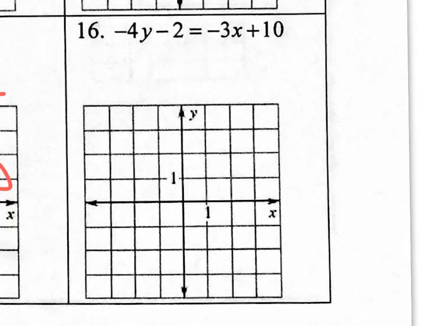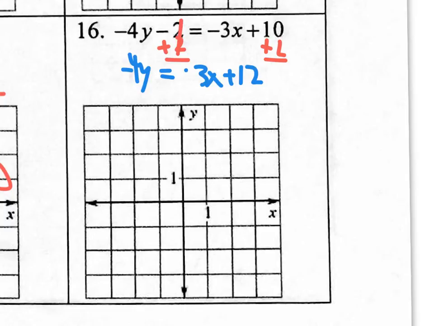This last one, let's get rid of the 2 first. So you're really going to have -4y equals -3x plus 12. So let's get rid of that -4, I forgot that negative, there you go. Let's get rid of that -4 by dividing by -4, dividing by -4, and dividing by -4.